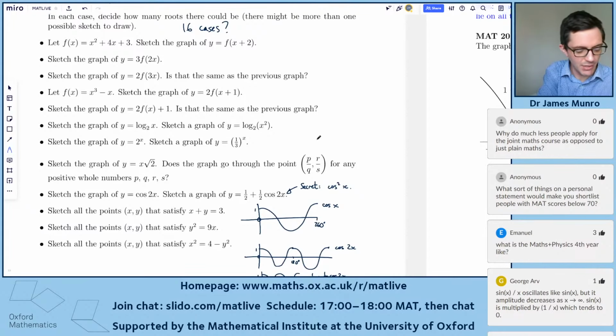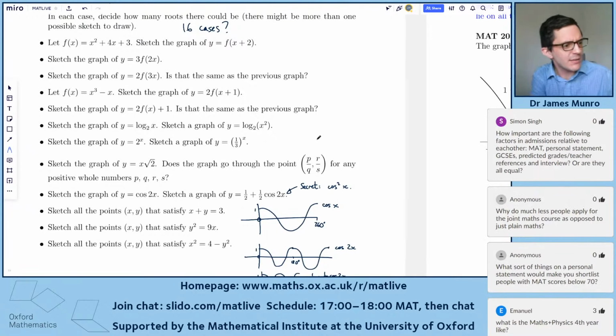Why do fewer people apply for the joint maths course as opposed to just plain maths? It's interesting, that, isn't it? The joint maths courses do have fewer people. I think more people want to do lots and lots of maths, or lots and lots of pure maths. I get the feeling from chats that we have in here that pure maths is really popular, and people want to do lots of pure maths. I don't know. That's the same question I've already got, but asked by a different user. I've already done that one.